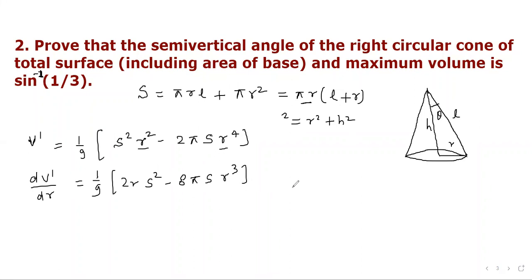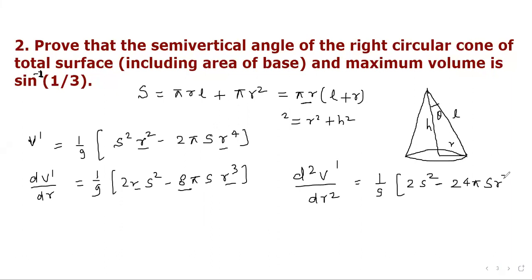We also evaluate the second derivative here, so it will be easier. d2v dash divided by dr2. When we evaluate it, it will become 1 by 9. R will give 1, so 2s square minus r cube, derivative will be 3r square, so 8 times 3 is 24 pi s r square.